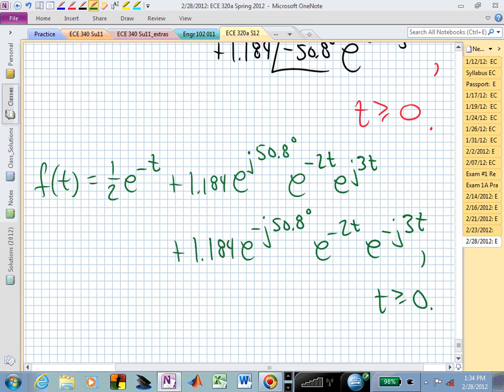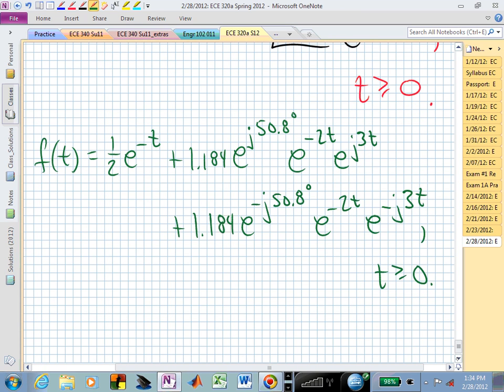Now I'm going to combine some of the exponent pieces. And you have to remember also that you may be mixing units. What are the units on that 3 in the j3t exponent? Radians per second. And the 50.8 is in degrees. So the 3t will be radians, and the 50.8 is degrees. So if you start calculating these numerically in your calculator, you want to make sure that you're using consistent units. Question?